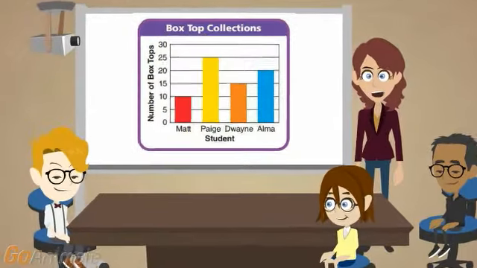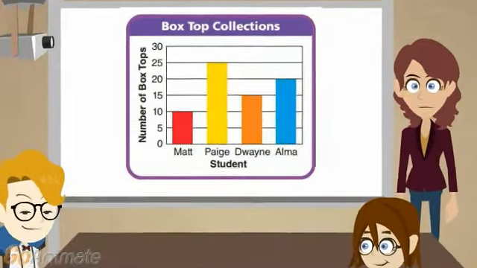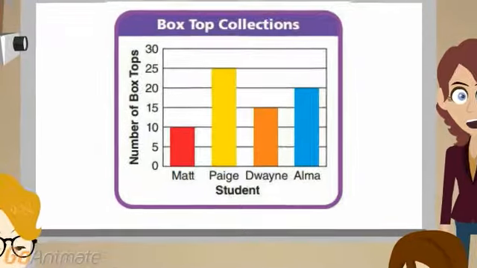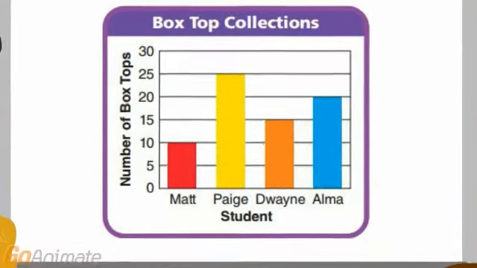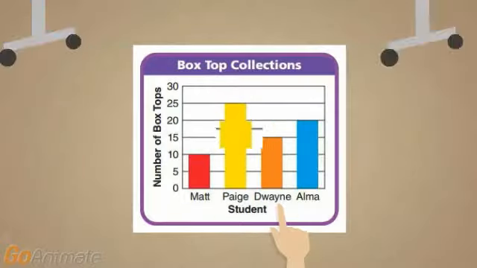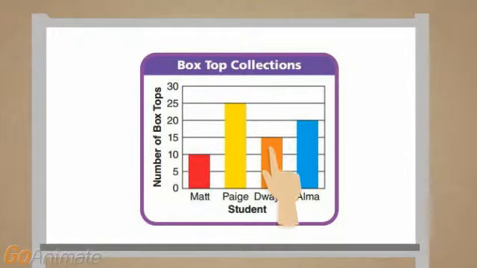Well, let's take a look and first of all start with Dwayne. Here's a bar graph that tells us how many box tops each student brought in for their collection. Here's Dwayne, and if we go up to the very top of that bar, we see that line represents 15, so that's the number of box tops he brought in total, each day, for 5 days.